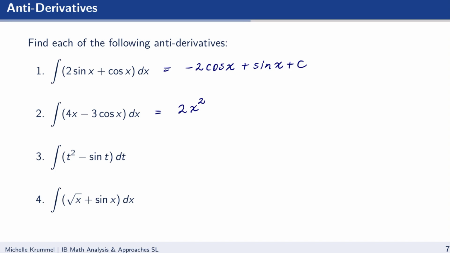And then the derivative of sine is cosine, so we don't need to change the sign here: negative 3 sine x. And again, I just do a quick check by taking the derivative of that. The derivative of sine is cosine, so I can see that that is correct.